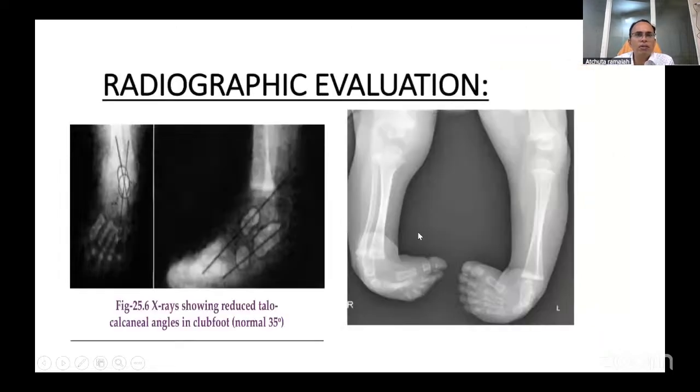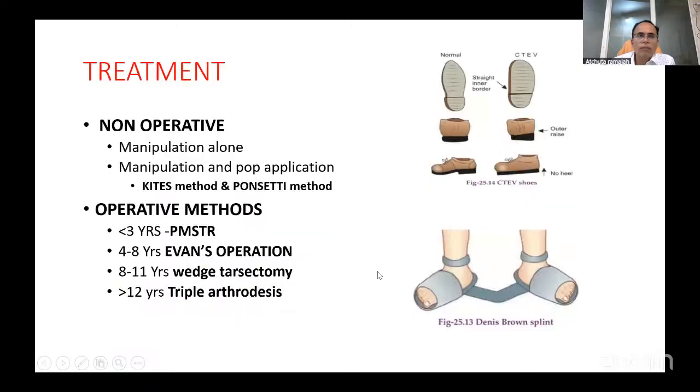Radiographic evaluation: the tibiotalar angles are reduced, or there will be parallelism of the talocalcaneal angles, on AP and lateral views. This is the AP view angle, this is the lateral view angle. Treatment is non-operative, the Ponseti method and mother's manipulation alone. Operative methods are posteromedial soft tissue release, tendoachilles percutaneous lengthening, and bony procedures.